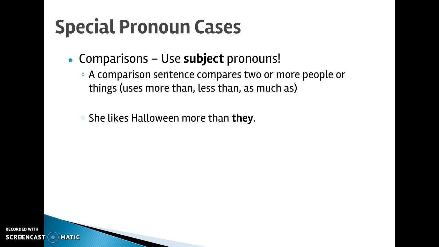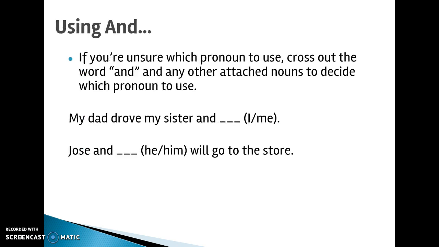So remember, subjects compare to subjects. I am faster than he. Again, you'd say I am faster than he is. So drop the verb, it stays he. Let's talk about using and.